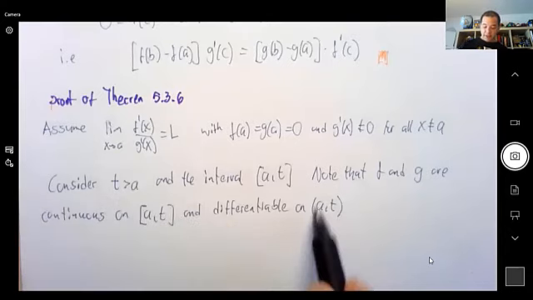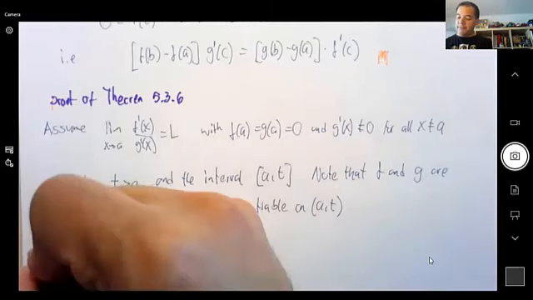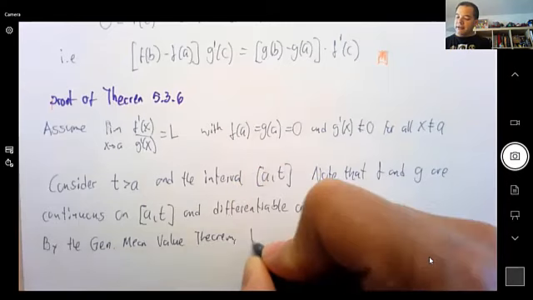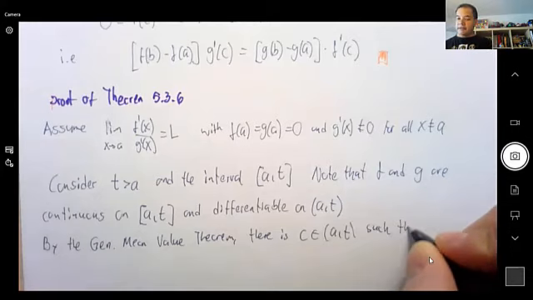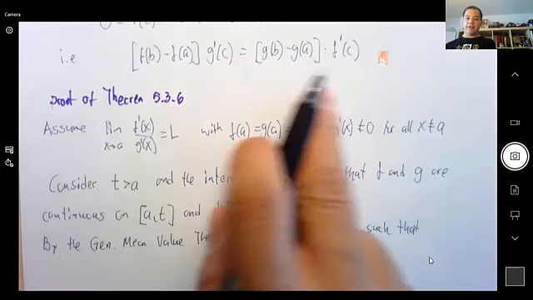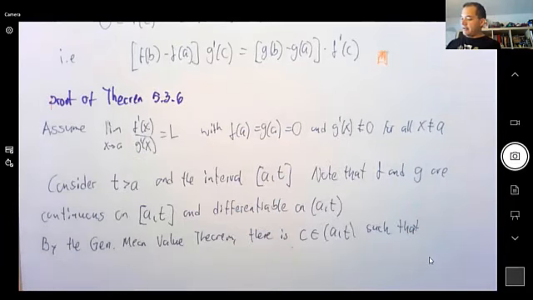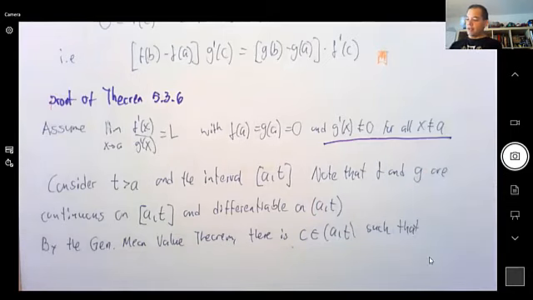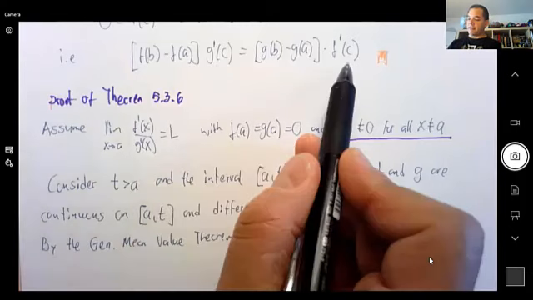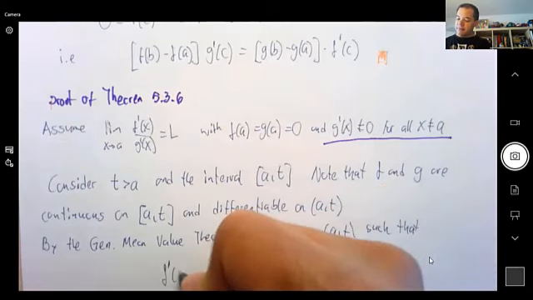So this is fine. And this is great because now we can apply the generalized mean value theorem, right? So what does that one say? By the generalized mean value theorem, there is some c in the open interval (a, t) such that this line on the top happens. Now I'm going to rewrite this line on the top, and I'm also going to use the fact that the derivative is not zero. Because the derivative is not zero, I can divide by g prime of c. So I can write this as f prime of c over g prime of c.